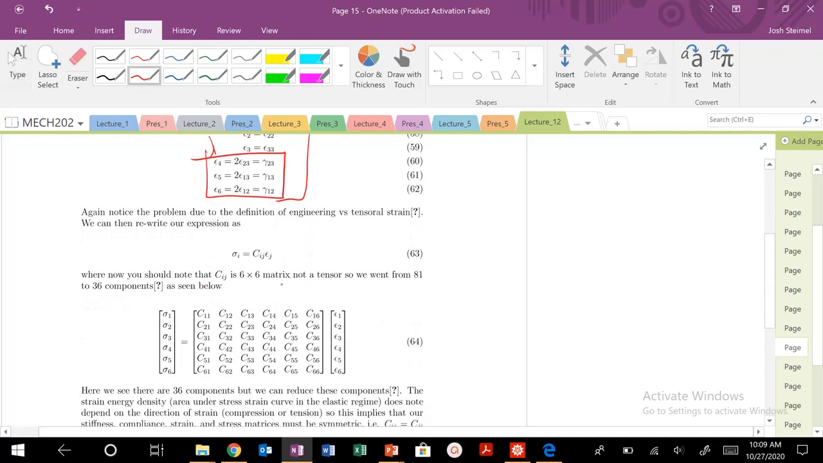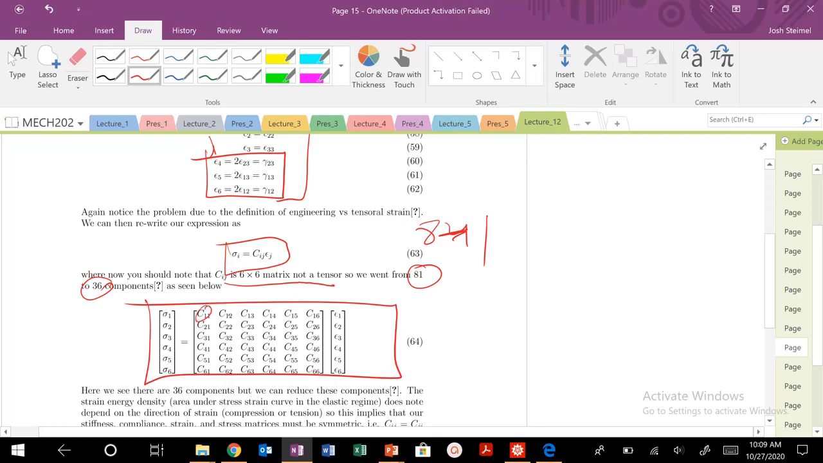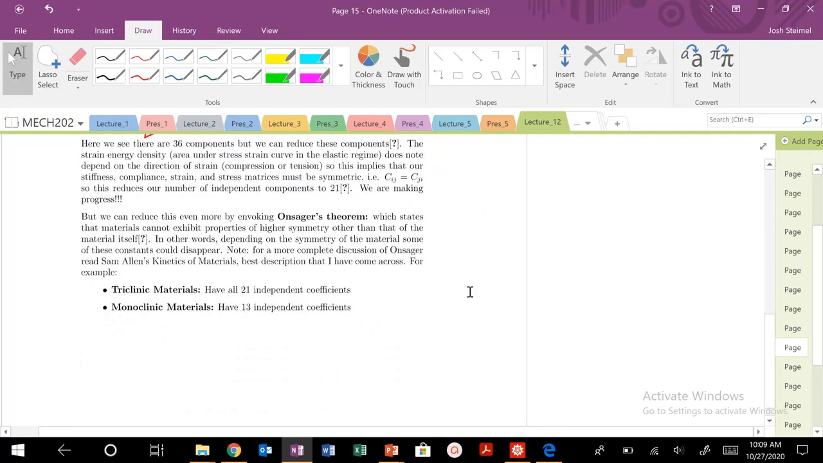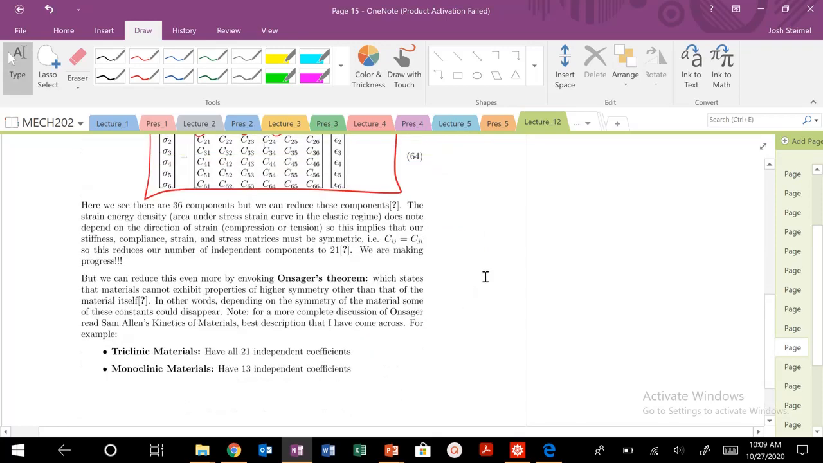And you could rewrite that whole 81 components with just this change in notation. But notice that this is now not a tensor, it's a matrix. So we went from 81 to 36 components. These represent Young's modulus, all the different Young's moduli in different directions, as matrices. So these are 36 independent components, but we can reduce these further.